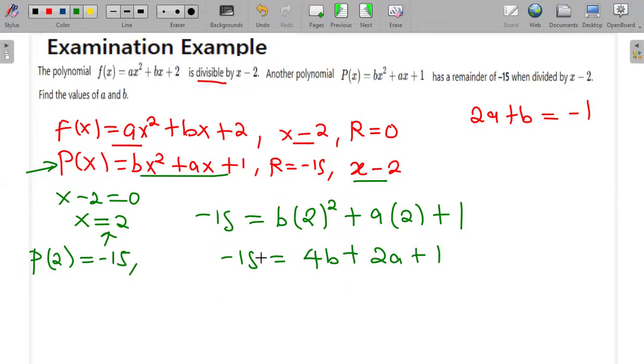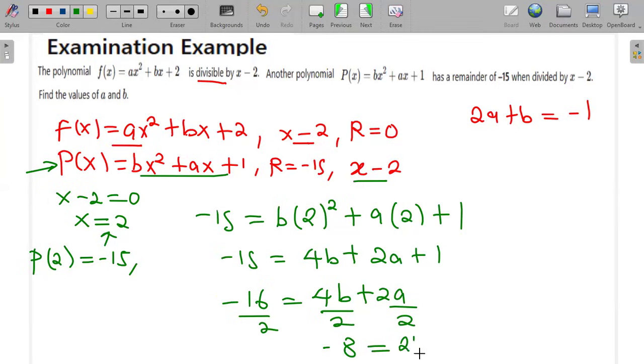So this 1 goes to the other side. So it will be minus 1 minus 15. That will be minus 16 equals 4b plus 2a. Then I can divide both sides by 2. So here I'm just going to get minus 8 equals 2b, and then here I'm going to get plus a. So my second equation is simply a plus 2b equals minus 8. Okay, so that is my second equation.